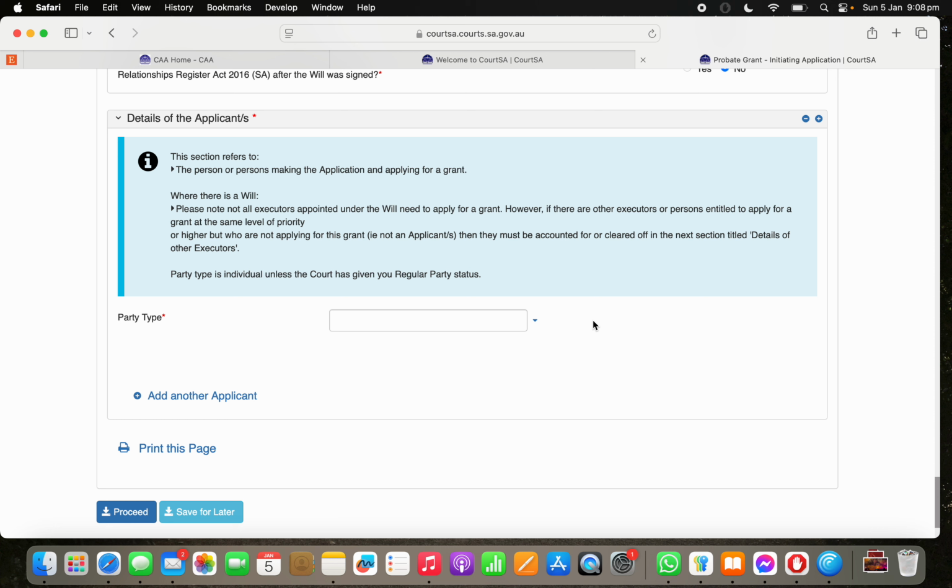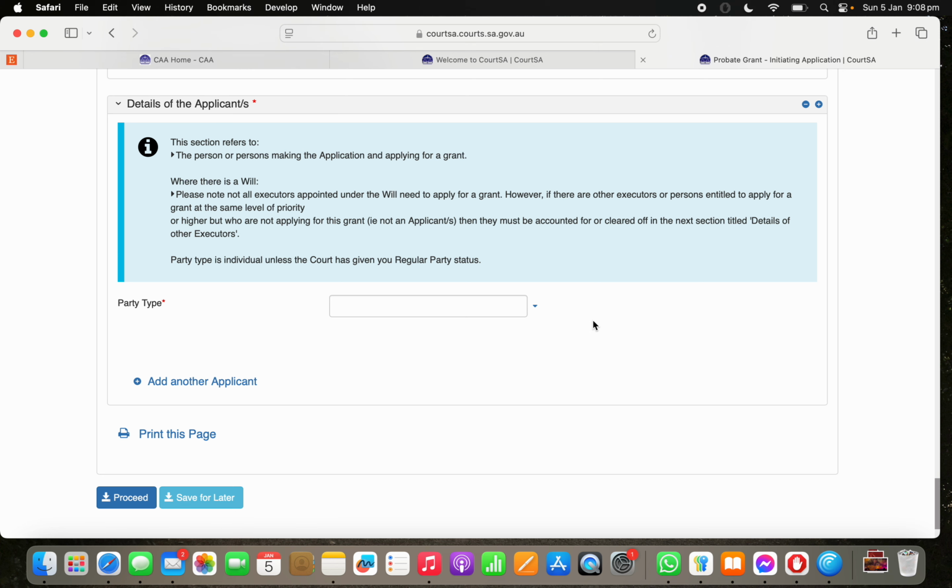If you are a proving executor, that means you are the applicant or one of the applicants, and therefore you're going to be completing the probate application, or your lawyer will on your behalf, and you'll be signing documents and then administering the estate. If you are a non-proving executor, that means you're not the applicant and you will not be proving the will and you won't be administering the estate.